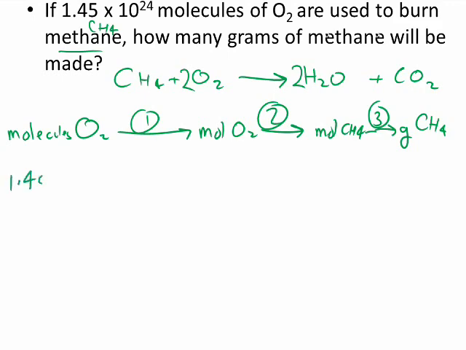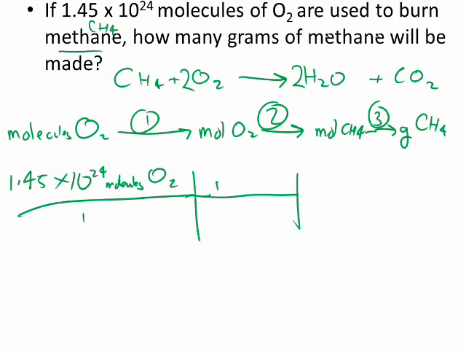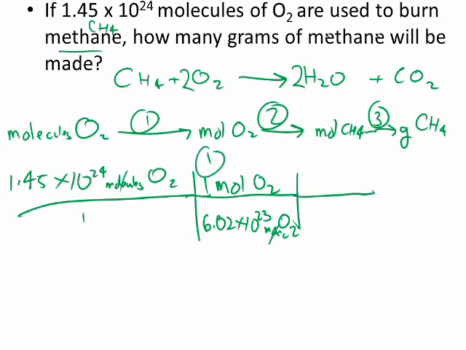We have 1.45 times 10 to the 24 molecules of O2. Now we want to get moles of O2. 1 mole of O2 is, of course, Avogadro's number, 6.02 times 10 to the 23rd. The molecules will cancel out. We're left with moles of O2, so that's the first part.